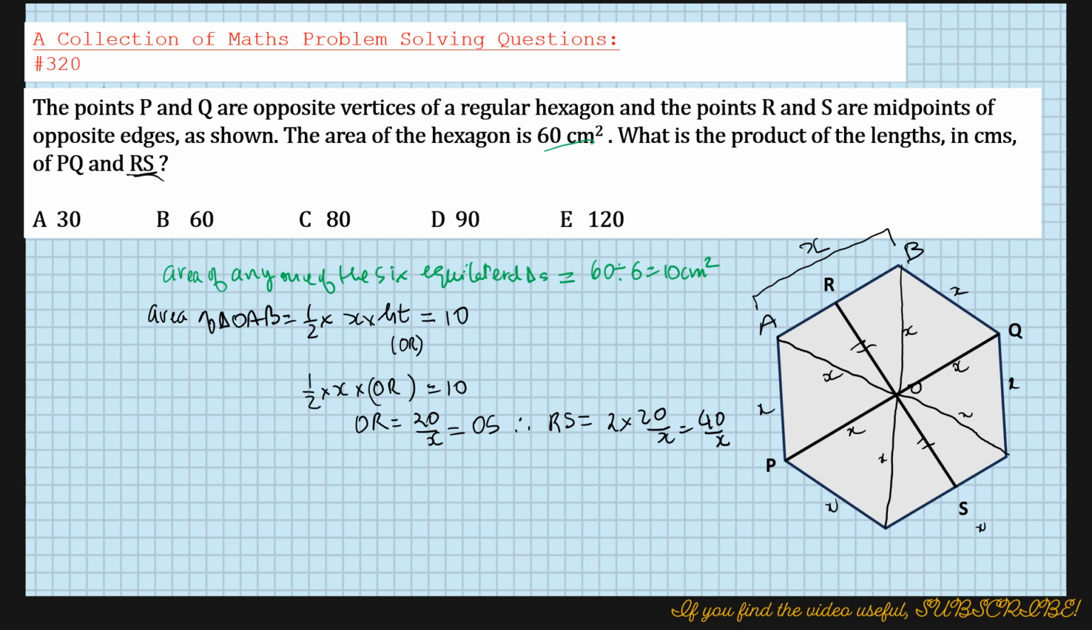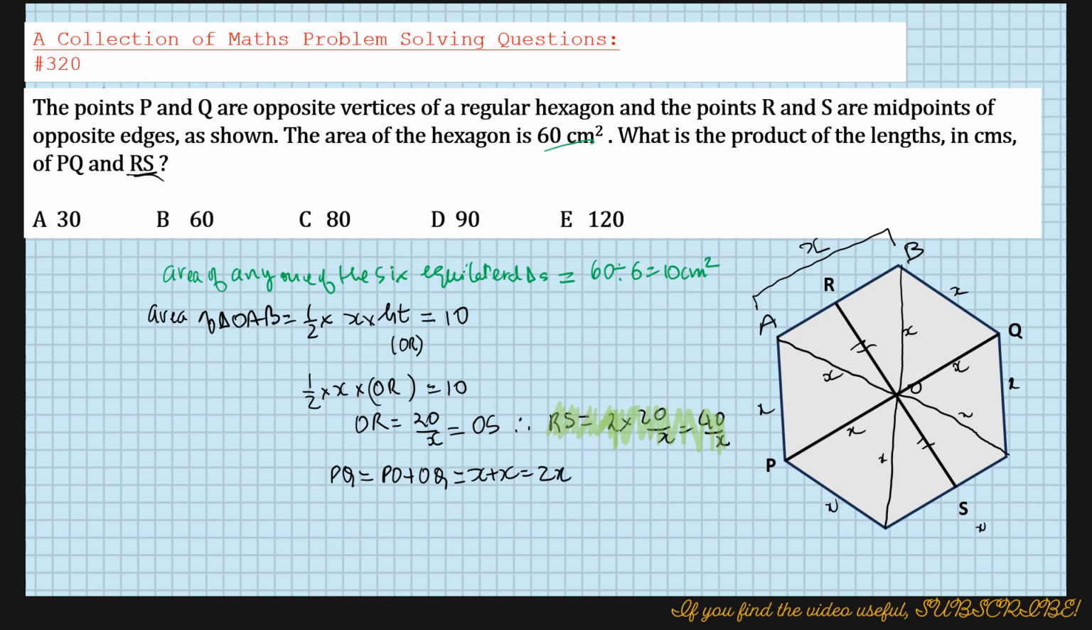So next we have to find what PQ is. So let me highlight it a little bit. So we got RS, and then PQ would be PO plus OQ, and that equals x plus x, that is twice x.